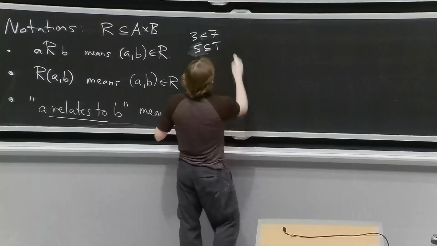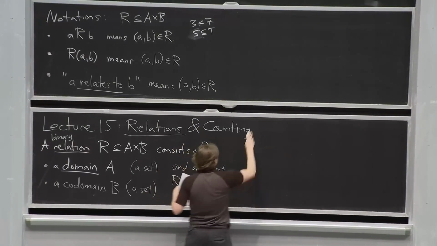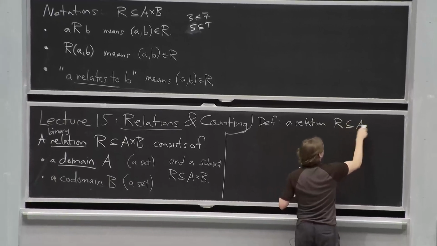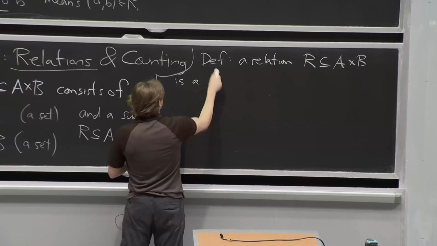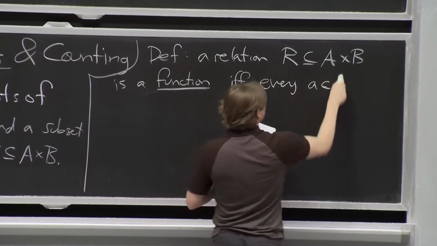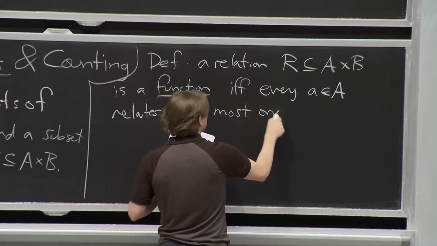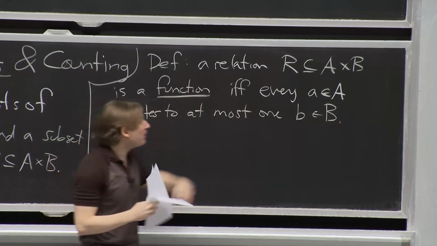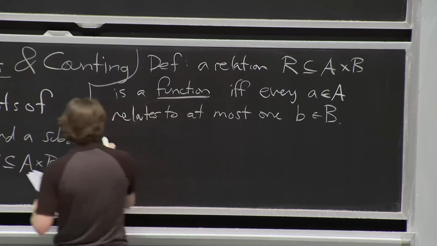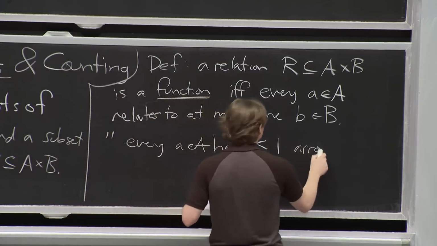So I said earlier, let's go back up here, that relations are a generalization of functions. And let's see what we mean by that. So, definition. A relation R from A to B is a function precisely when every element on the left side relates to, at most, one element on the right side. So everything in the left set appears on the left side of at most one pair. It's the source of at most one arrow. So another way to say that is every A in A has at most one arrow out.